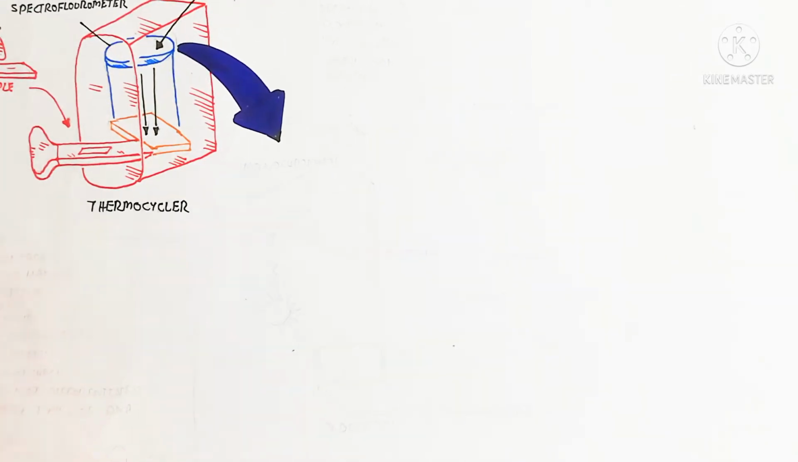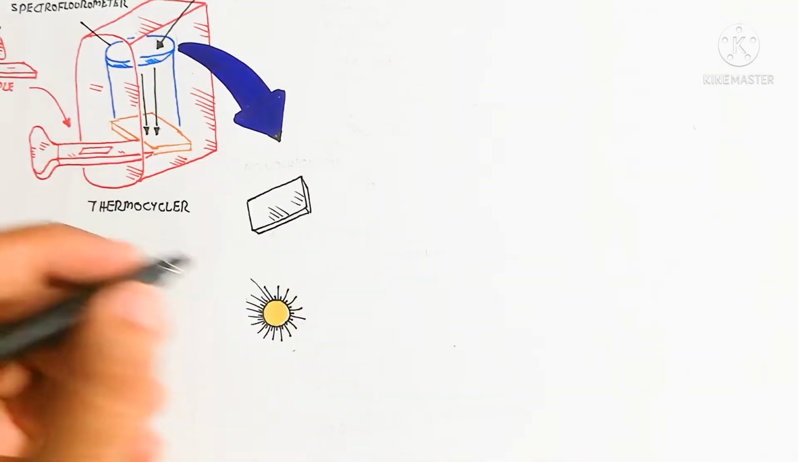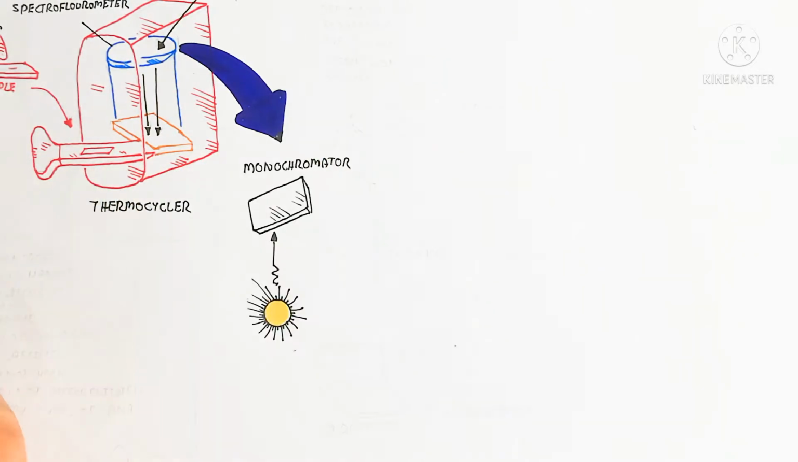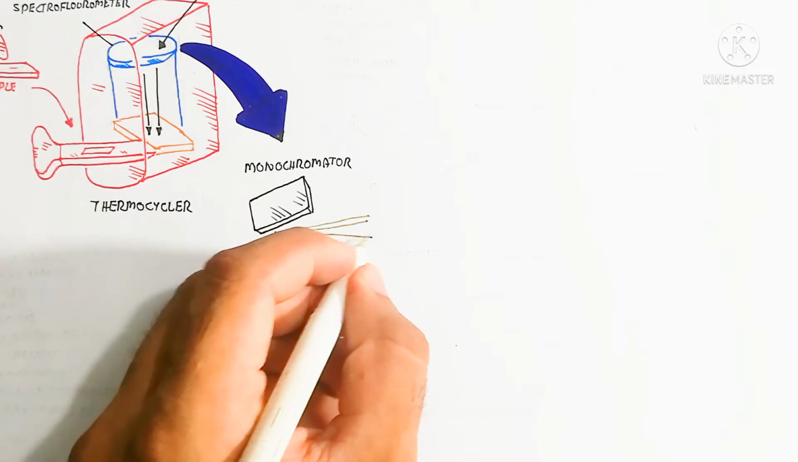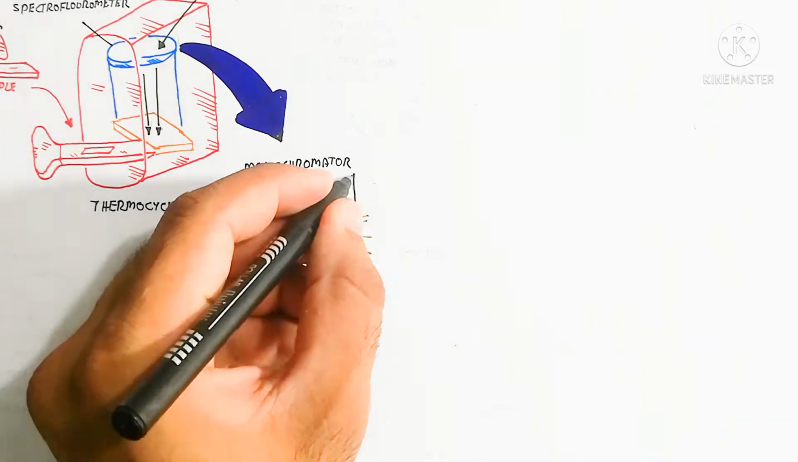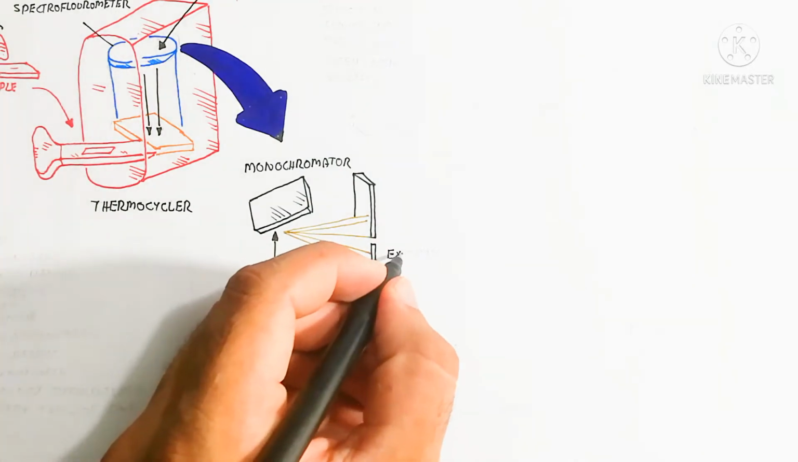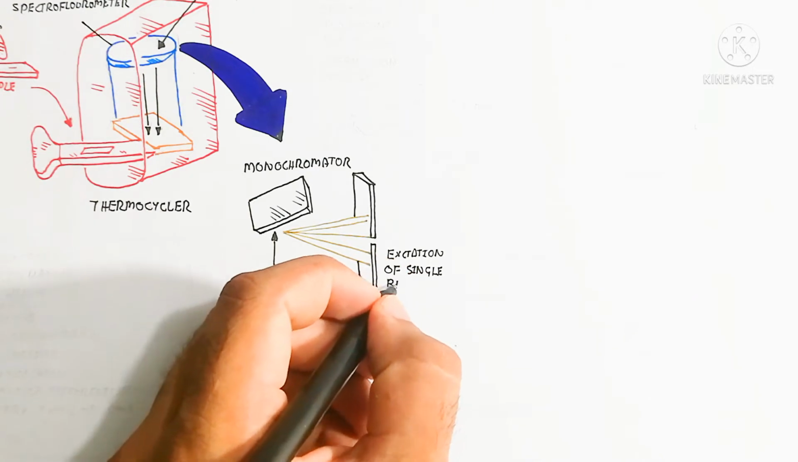So here I am drawing the sunlight which falls on the monochromator. Mono means single, and the chromator produces the color. So here I am drawing not one color, but it shows the 7 colors. So the 7 colors diverge and fall on the plate, an excitation of a single beam of light which falls on the plate.